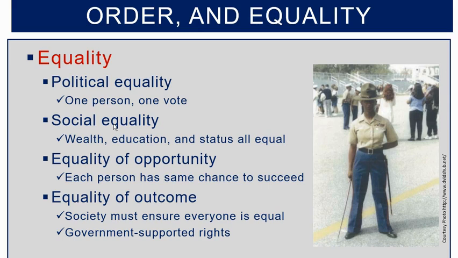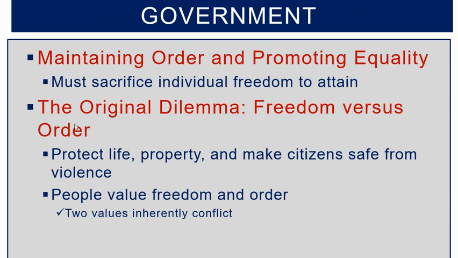Probably the more common type of equality that most people in America believe in is equality of opportunity, that every person has the same chance to succeed. It does not mean they will all succeed, but they should have the same chance. Equality of outcome would mean that everyone has the same outcome. And so that's something that's a little more controversial as well.